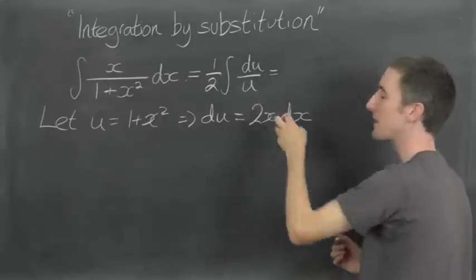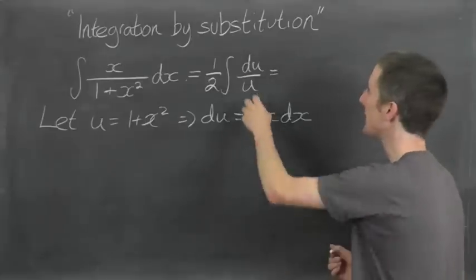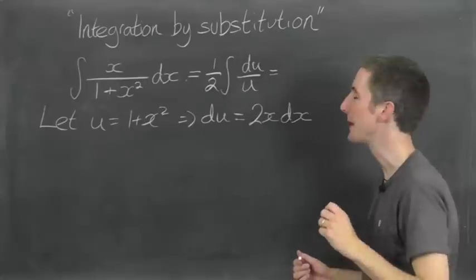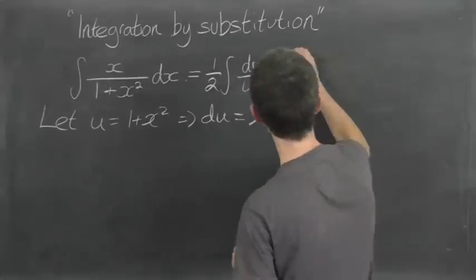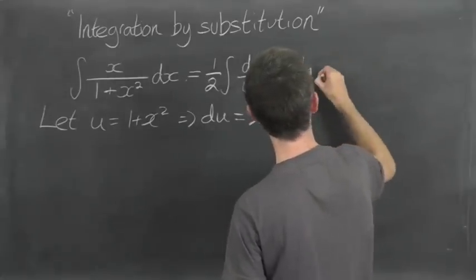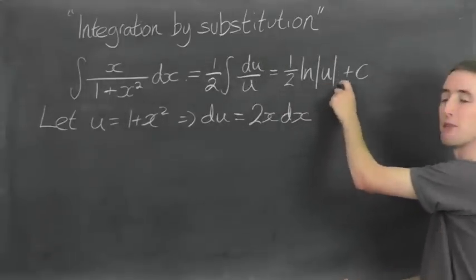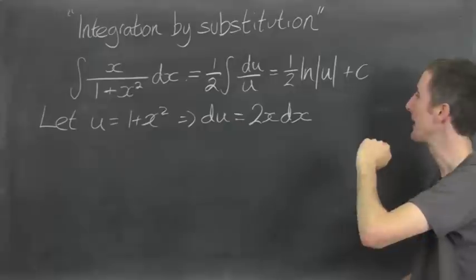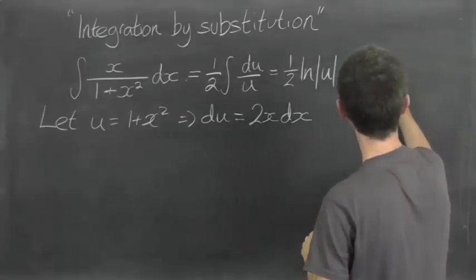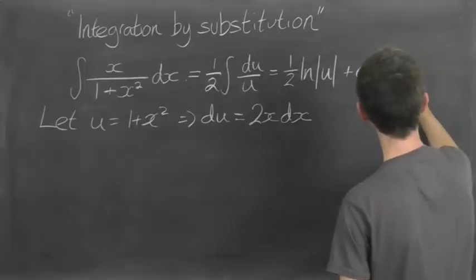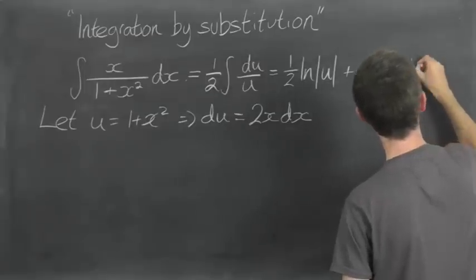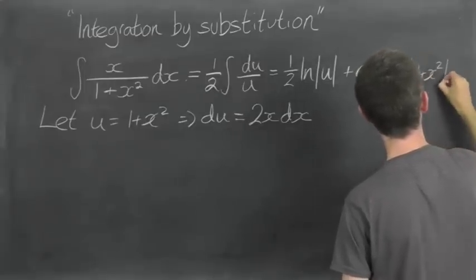Okay, so this can be integrated very quickly. This is the integral of 1 over u, which will be log u. So here we are, a half log u. And here I've put in the absolute value signs from the earlier video clip. Finally, we put back in the original variable. So it's a half log of 1 plus x squared, plus a constant.